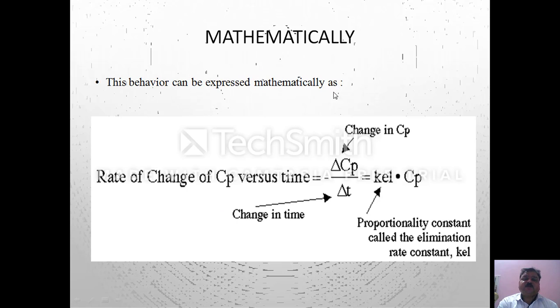Then mathematically the behavior can be expressed as the rate of change of plasma drug concentration versus time, that is dC/dt, equal to K elimination times the concentration in the plasma. This K is known as the proportionality constant, called the elimination rate constant, or KEL. Right? So this is the change in concentration in the plasma with respect to change in time.